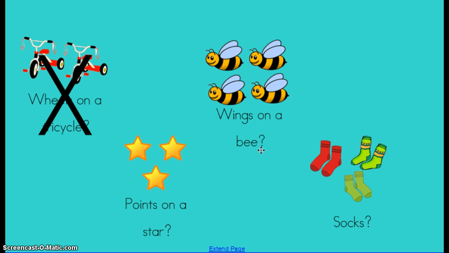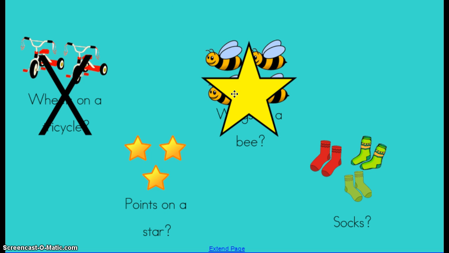Let's look at wings on a bee. Each bee has 1, 2 wings. So I would be able to count their wings by 2. I would say 2, 4, 6, 8. How many wings are on all of these bees? I would say 8 wings. So when you have something that comes in a pair or comes as 2's, you can count them by 2's.